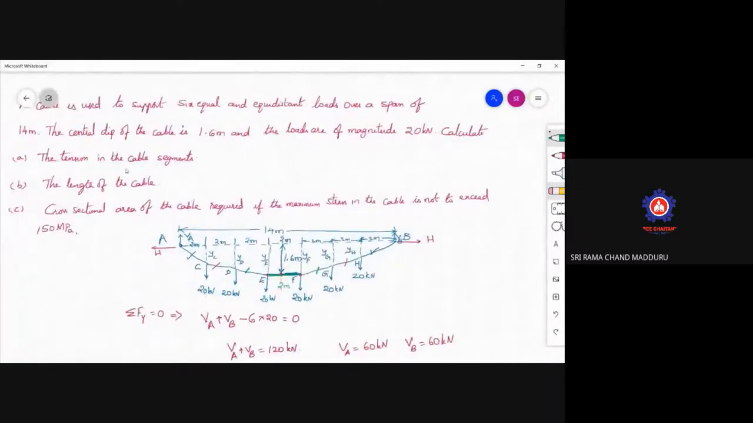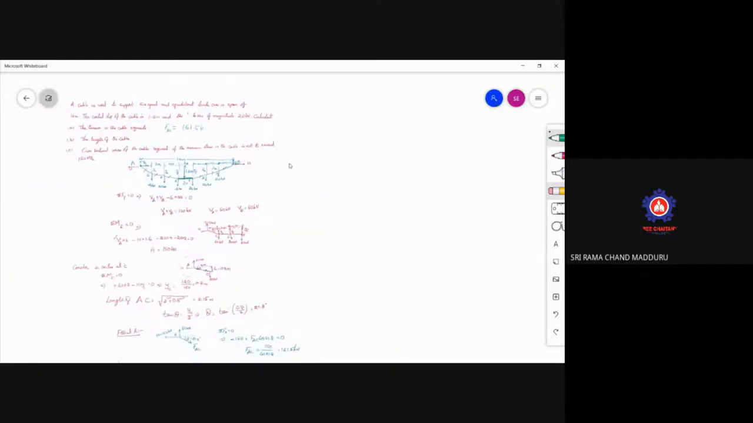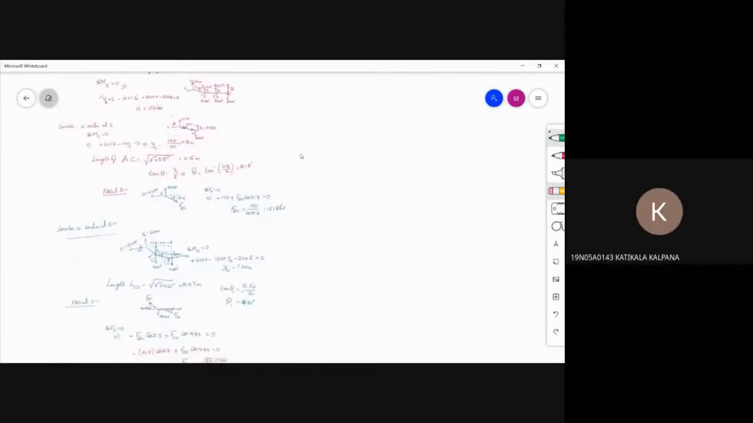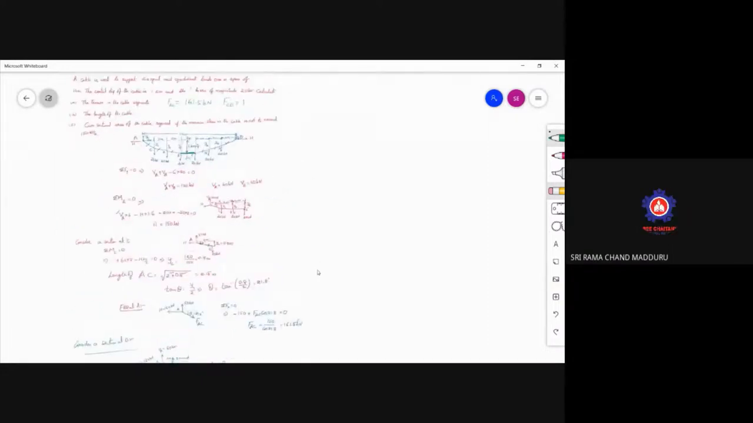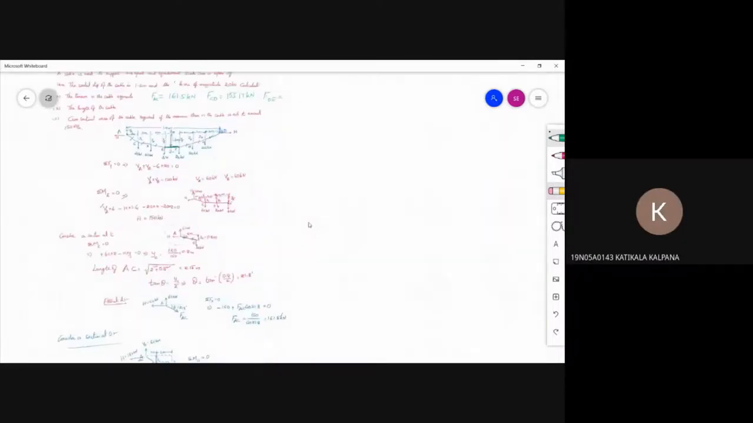The tension in the cable segments. We calculated what is the force in AC. Can anyone of you tell me what is the force in AC? What is force in CD? 155.17 kilonewtons. Yes, DE, 151.3 kilonewtons. Yes, EF, 150 kilonewtons.